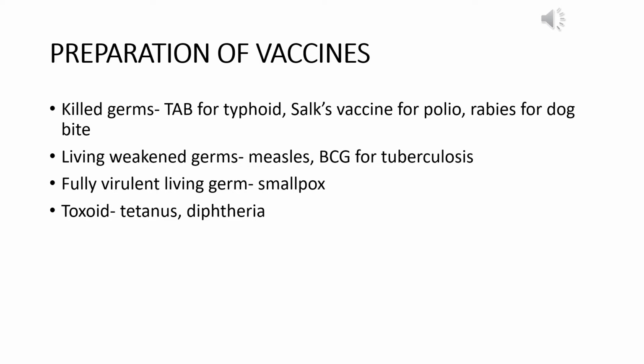Toxoid is nothing but the toxins that are secreted from the virus or bacteria. Here the entire bacteria or virus is not included in the vaccine preparation, but the toxins secreted from them are included in the vaccine preparation. Examples are tetanus, diphtheria, etc.